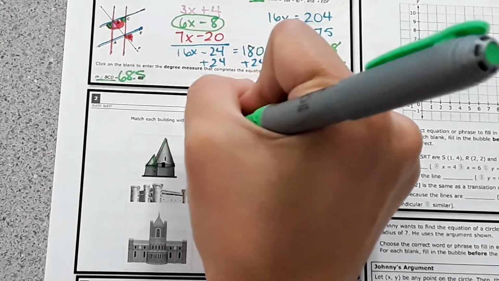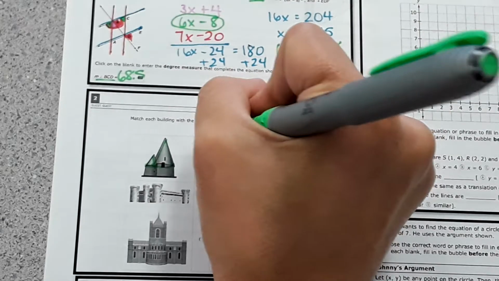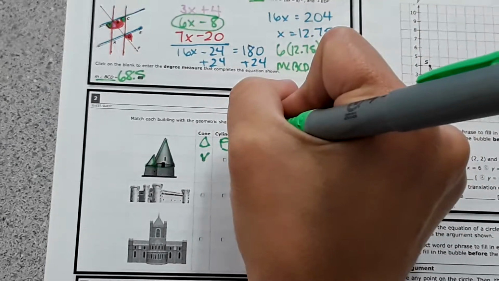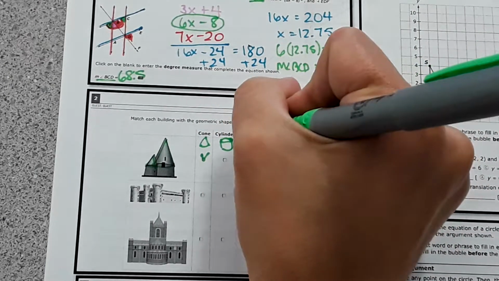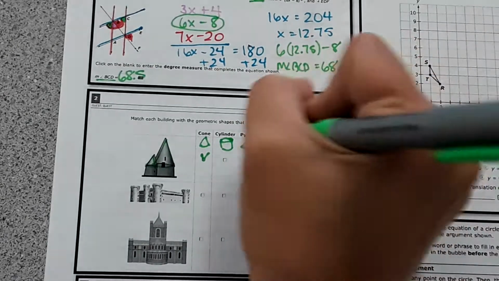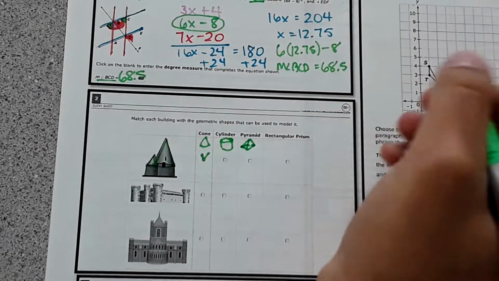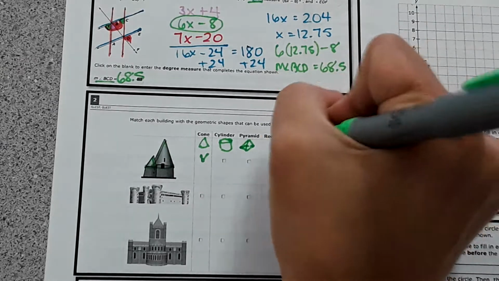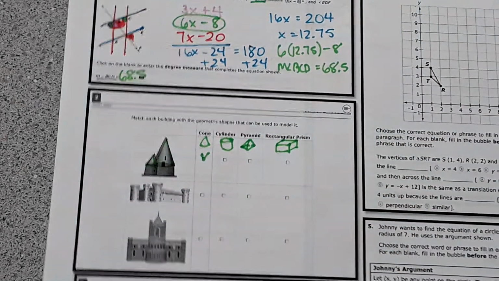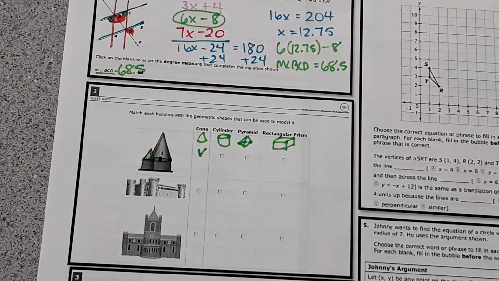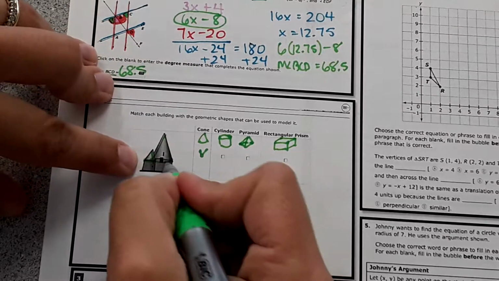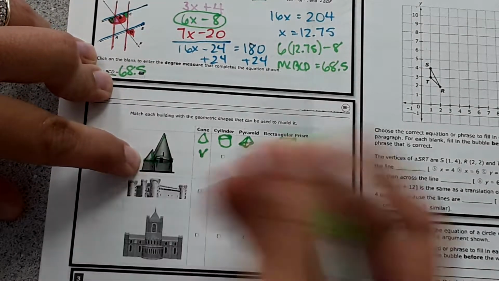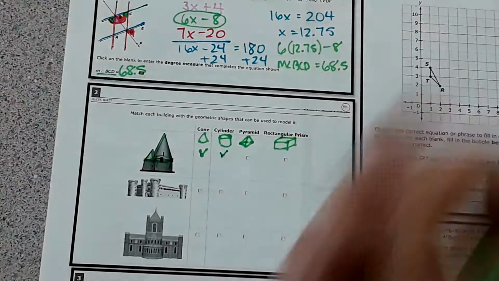Remember, a cone looks like this. A cylinder looks like this. A pyramid would have a square or a triangle on the bottom and look kind of like this. And then a rectangular prism would be like a tissue box. Like that. Okay, what else does it have here? It looks like the bottom of this shape is a cylinder, so it also has a cylinder. So you check those two boxes.